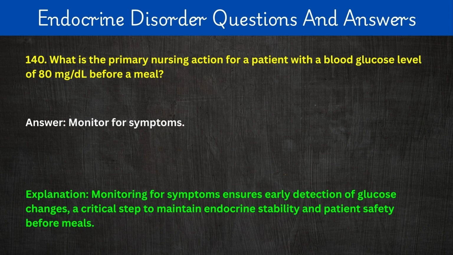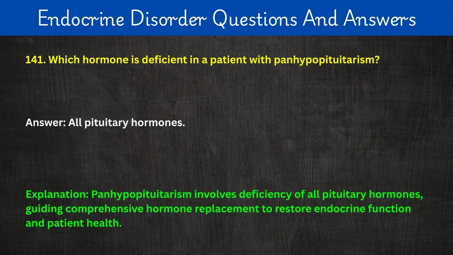140. What is the primary nursing action for a patient with a blood glucose level of 80 milligrams per deciliter before a meal? Answer: monitor for symptoms. Explanation: monitoring for symptoms ensures early detection of glucose changes, a critical step to maintain endocrine stability and patient safety before meals.